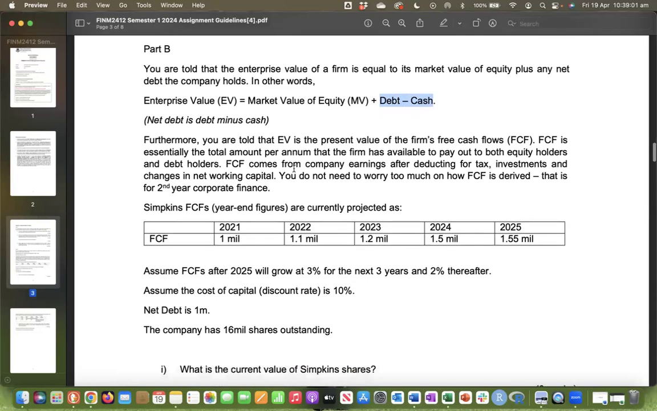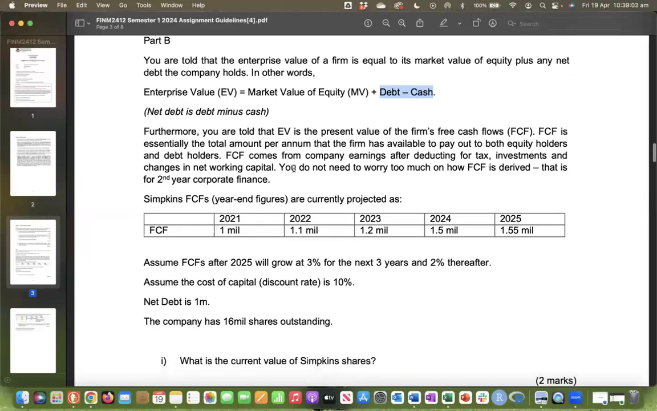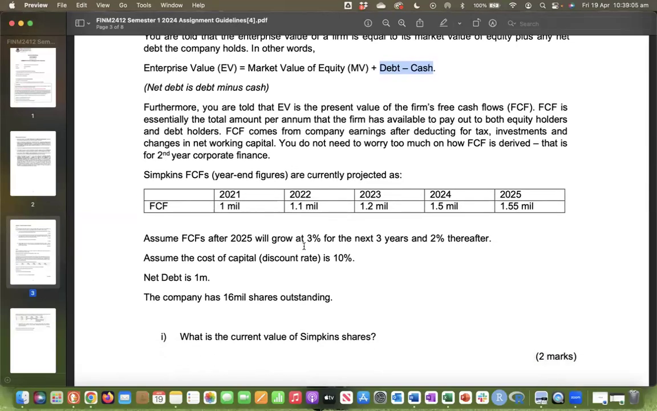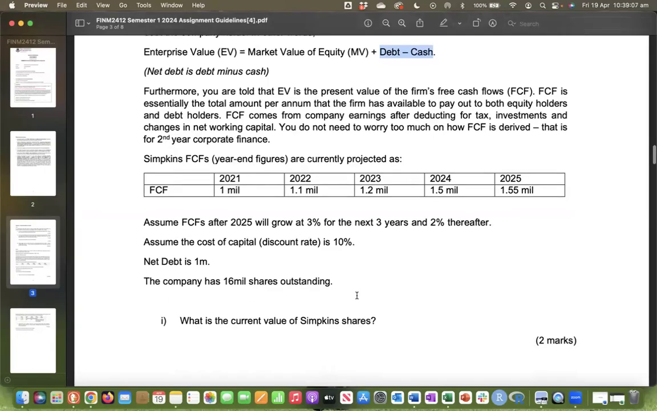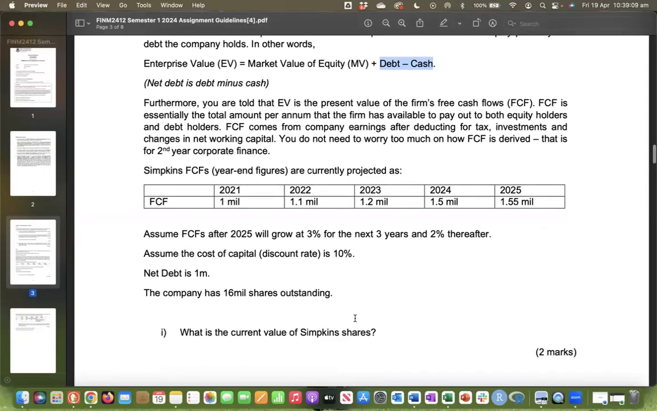I might jump ahead from that as it walks us through how we calculate enterprise value, because the best way here is to think about it by working backwards. So the first question would like us to answer, what is the current value of Simpkins shares? So that's just asking, what is the share price for one of their shares?